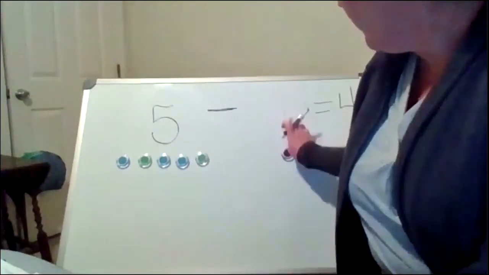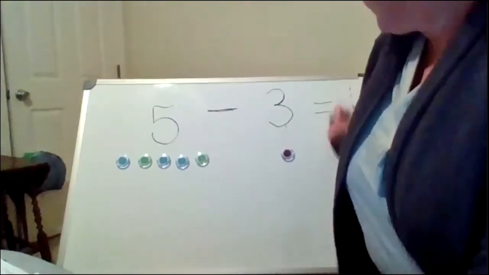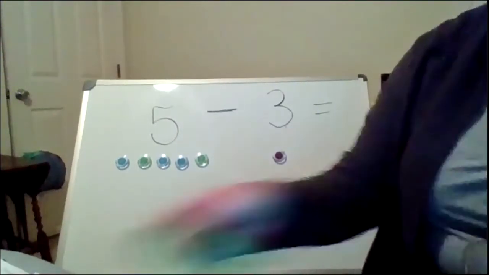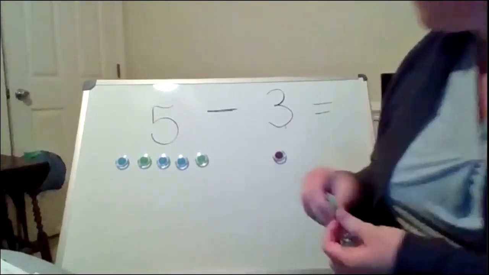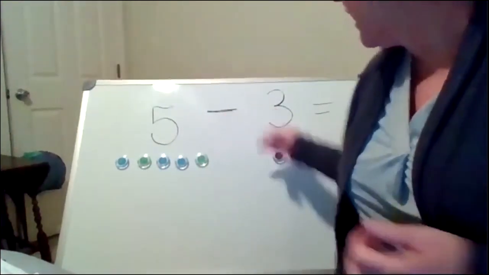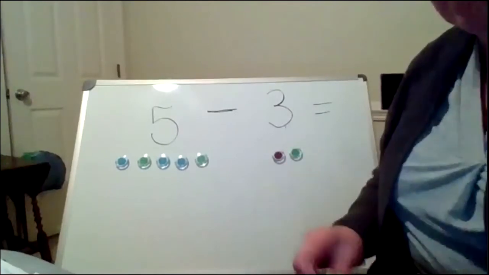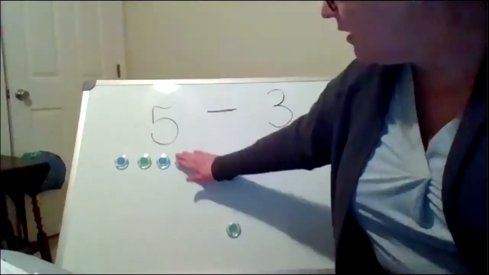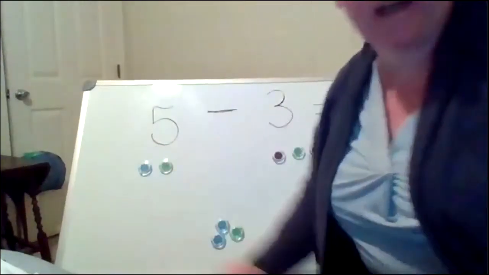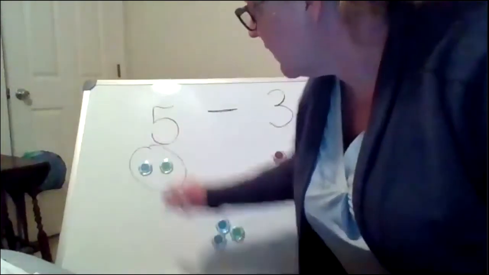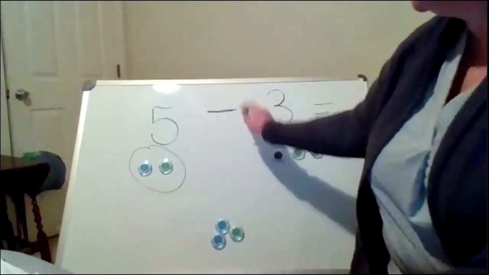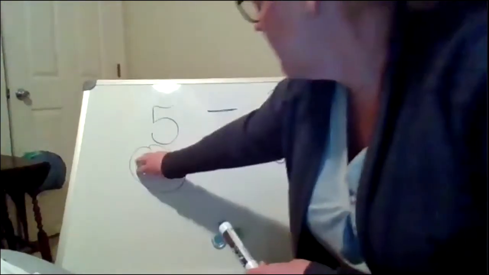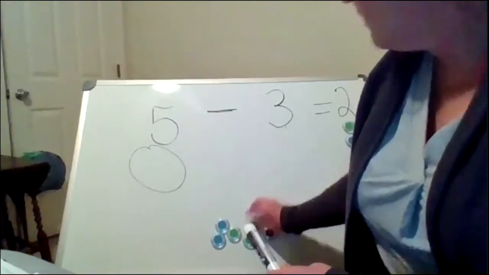All right, what if it's 5, take away 3? Let's try that. Let me get some more magnets so you can see. 1, 2, 3, 4, 5, take away or subtract 3. So from our 5 here, we have to take away 3. How many do we have left over right here? Let's count. 1, 2. So 5 take away 3 equals 2. So that's how we do it.